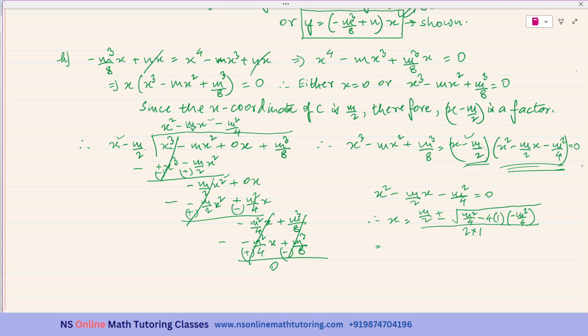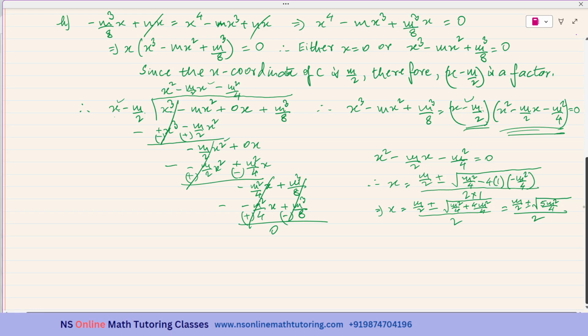So this is m over 2 plus minus the square root of m squared over 4 plus m squared over 4. Sorry, 4m squared over 4. I'm not cancelling because the denominator is 4 for both the terms. So this is divided by 2. So this is equal to m over 2 plus minus the square root of 5m squared over 4, divided by 2.